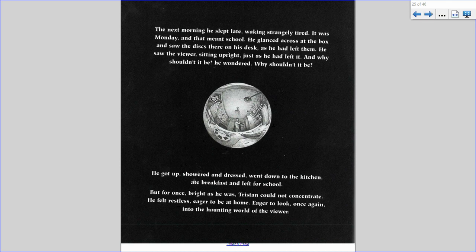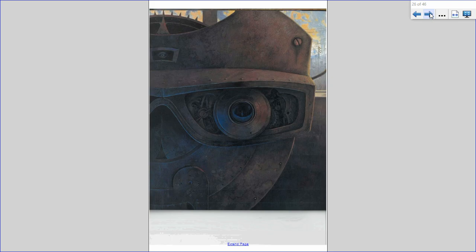And in this picture you can see what looks like the viewer watching out at Tristan in his bedroom. The viewer's eye. There's an eye there. Like a face.